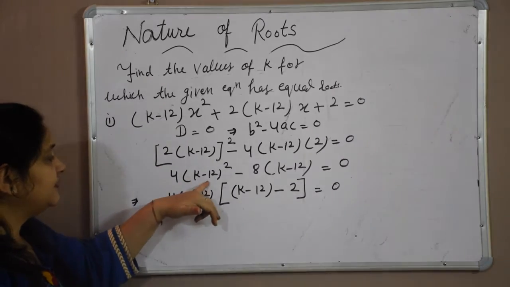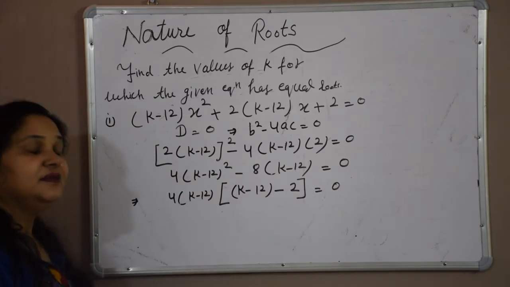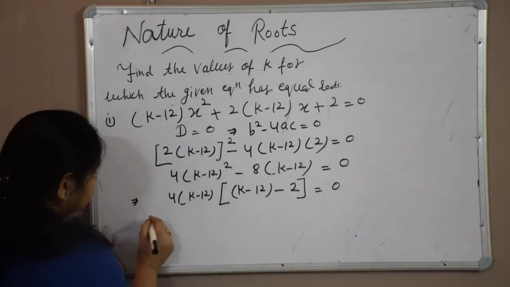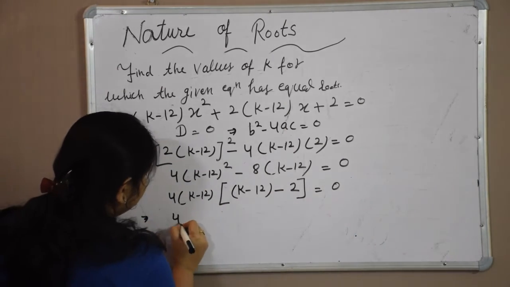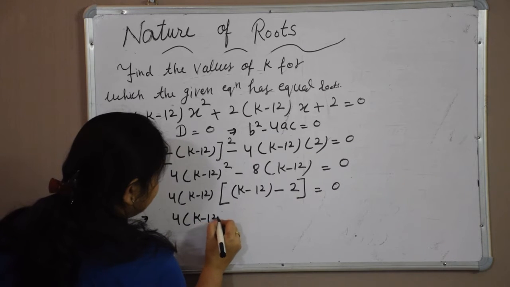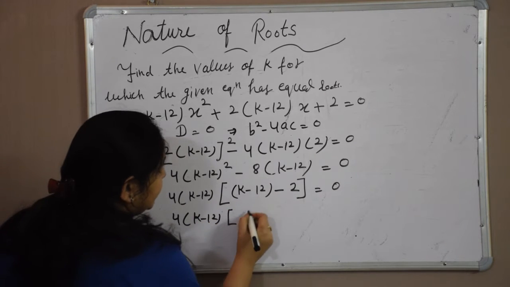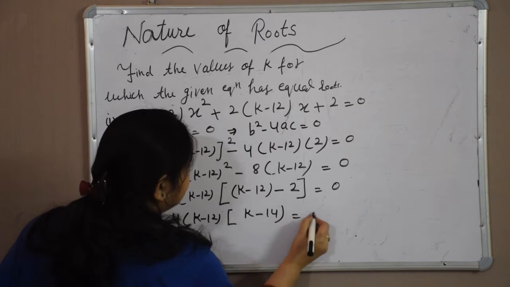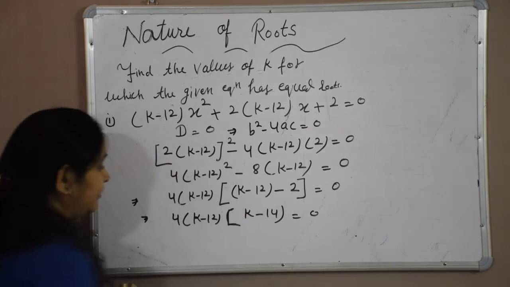Not always will we follow the particular way. There are so many ways, and we have to always use shortcuts. So here 4 into k minus 12, k minus 14. It becomes k minus 14.